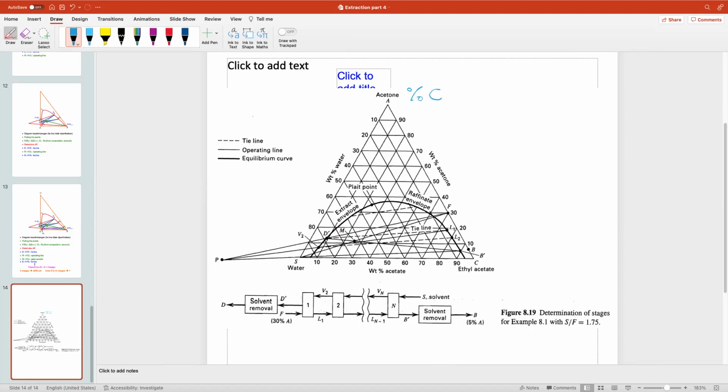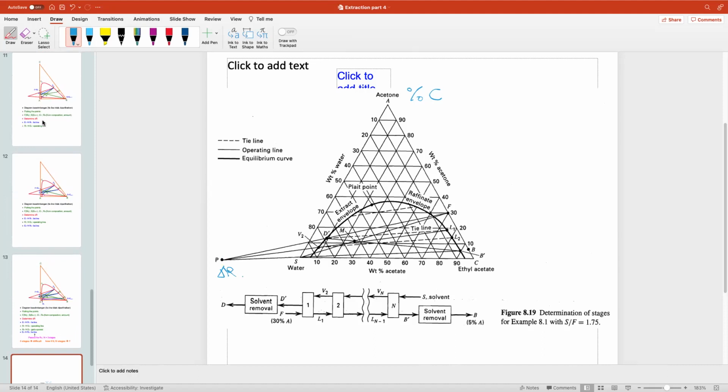So here, first we have the feed, and then it's contacted with the solvent. Where is the feed? Maybe somewhere here. And then this is the extract envelope, this is the raffinate envelope, and this is the plate point. Then we have to calculate the tie line and also calculate the operating line. So this P, or the delta R, tells you about the operating line. Okay, so I think we can continue this next week.